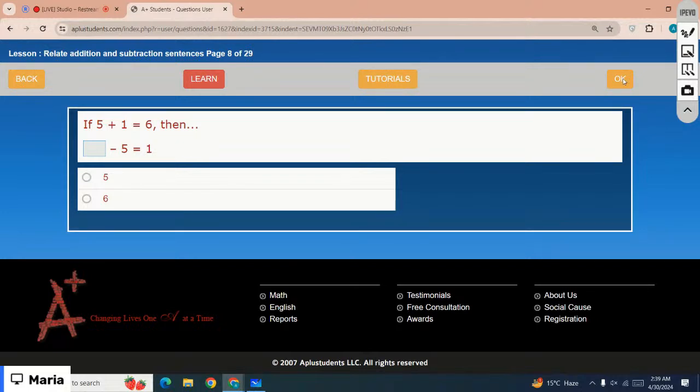If 5 plus 1 equals 6, then missing number minus 5 equals 1. Which number is missing? The correct option is 6 minus 5 equals 1.